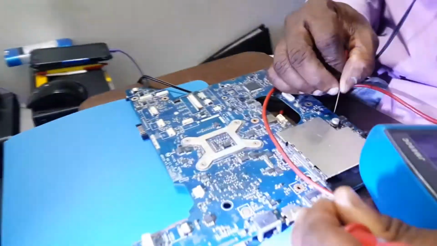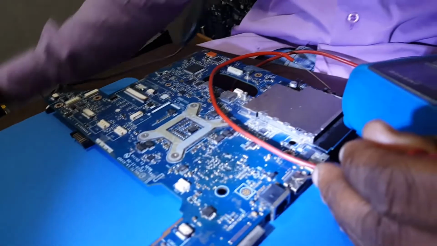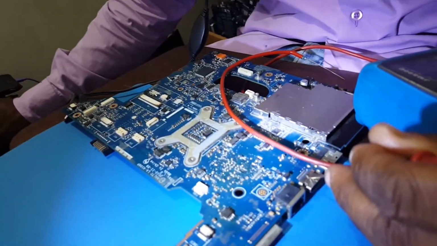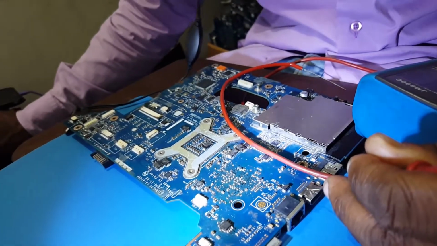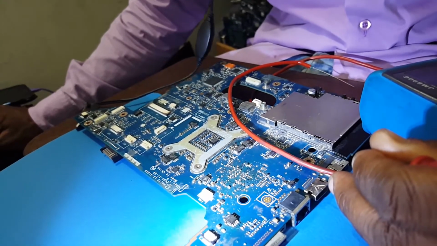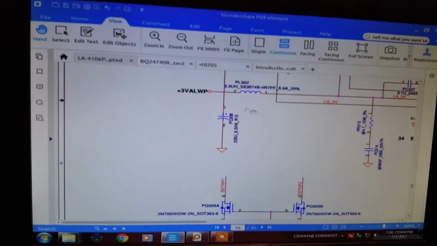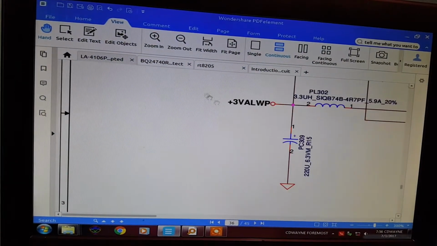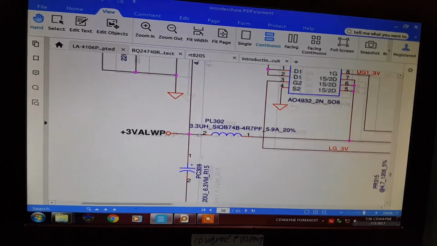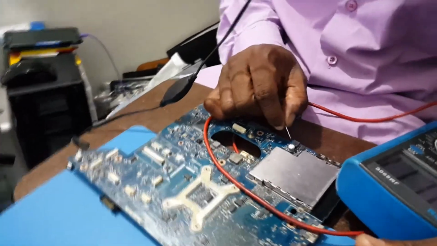I'm measuring this coil, PL302. Let's go to the schematic. See the schematic? PL302, sorry, the next one. PL302, and the output is 3 volt always. Power, right? So let's check PL302.